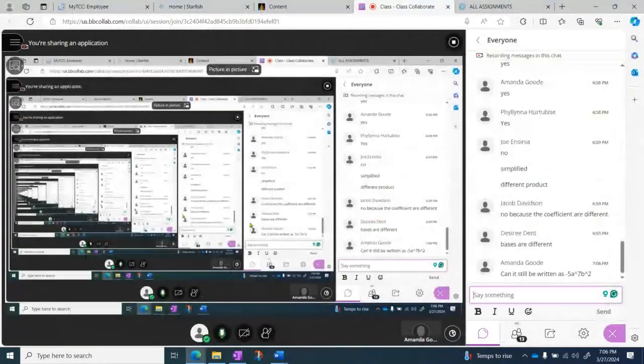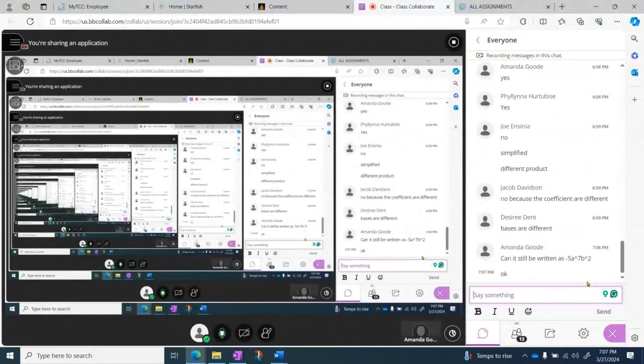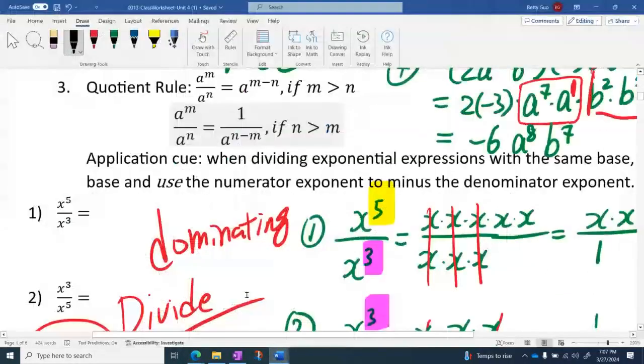Can it still be written as -5a to the power 7? You're going to have a slash at least, a slash in front of b, because the b squared is on the bottom. B squared is on the denominator. That's a very good question.